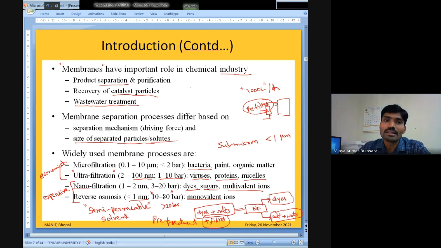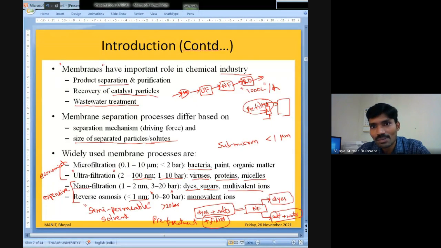Therefore, in real wastewater, which contains a number of impurities which fall under different categories with different sizes, we have to use a series of all these processes, that is microfiltration, then ultrafiltration, then nanofiltration, finally reverse osmosis. Okay, so all these processes are employed in series to remove all impurities from the wastewater.